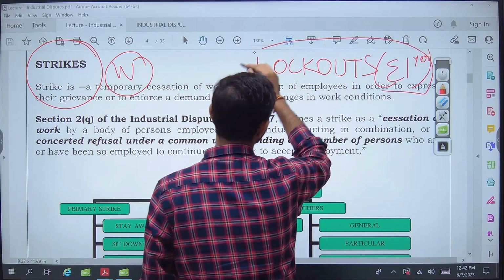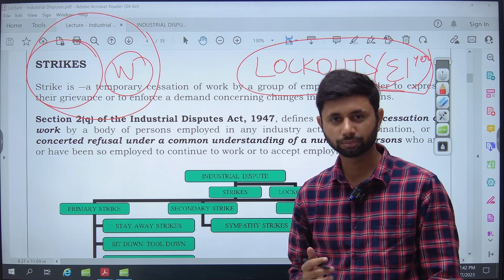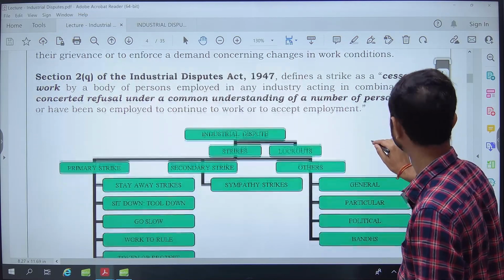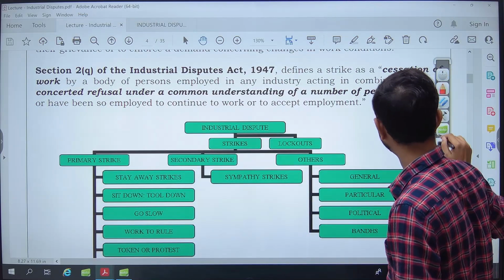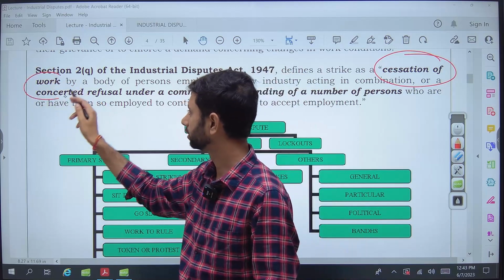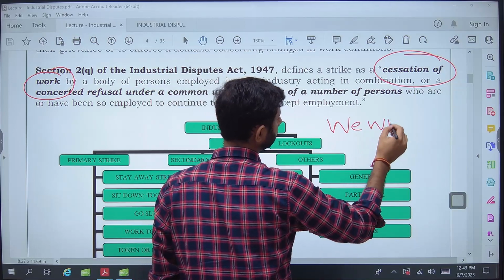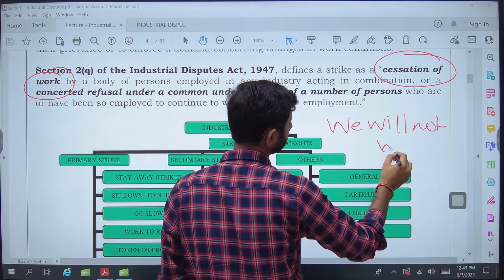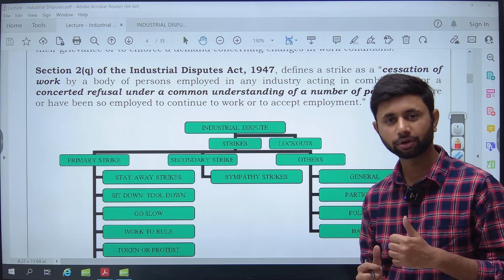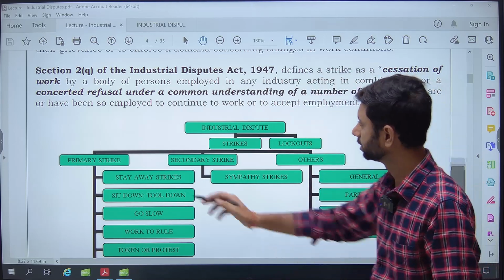Now first we'll understand the definitions of these two things, which is very important with respect to the examination, because these two definitions came in the previous year question. Let's understand the definition. The key word is cessation of work. We will not work. Workers will stop working jointly. This is very important. Cessation of work, not by a single worker, but jointly, is referred to as strike.